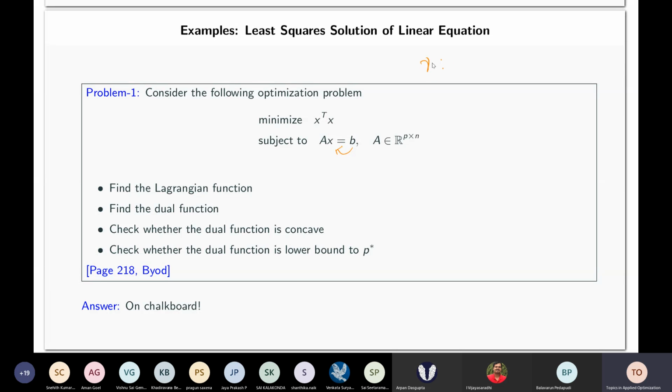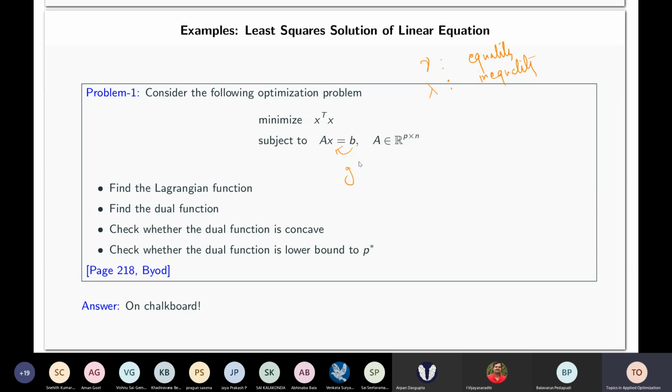By convention, mu goes with equality constraints, and lambda goes with inequality constraints. So in this case, we don't have any inequality constraints, so the lambda parameter will not show up anyway. Only nu will show up in this case. Okay, so the Lagrangian we can write, and then we have to find the dual function.